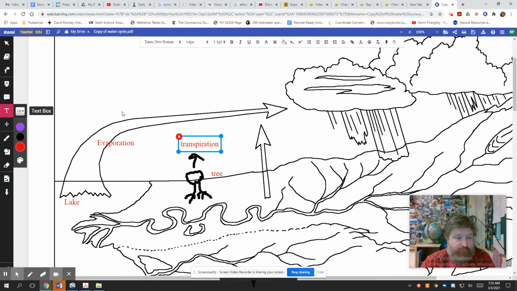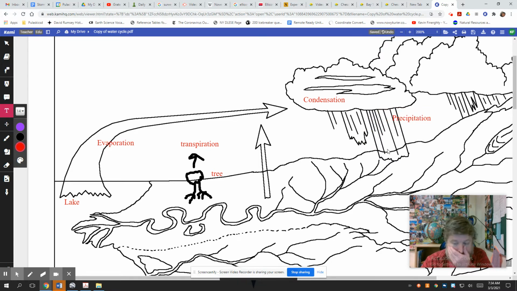Eventually, these form clouds, and maybe we remember from all that relative humidity and dew point stuff we talked about, that is condensation. And eventually those cloud droplets get heavy enough that they fall down from the sky, which we call precipitation. So hopefully that's all old news.